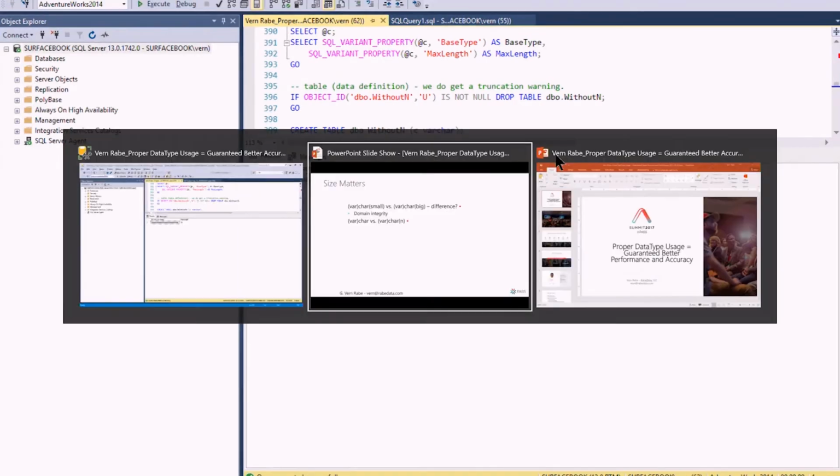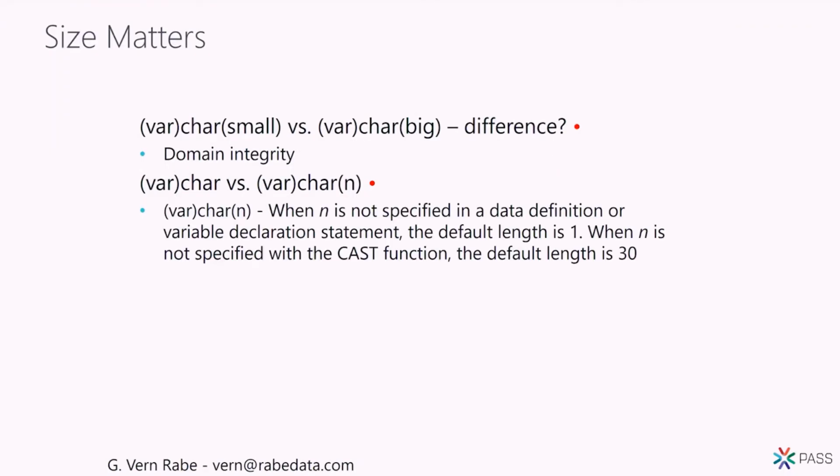So therefore, it must be right. That's right out of Books Online. It says default length is 30 if you don't specify it. So the rule is not to remember that this one's 1 and this one's 1 and this is 30. The rule is always specify the size.